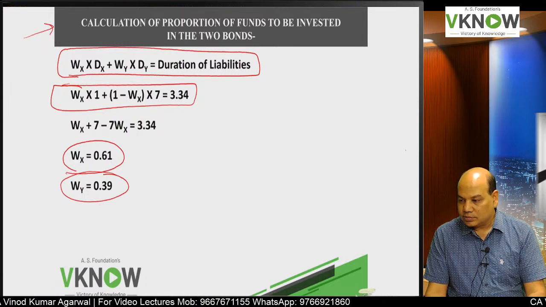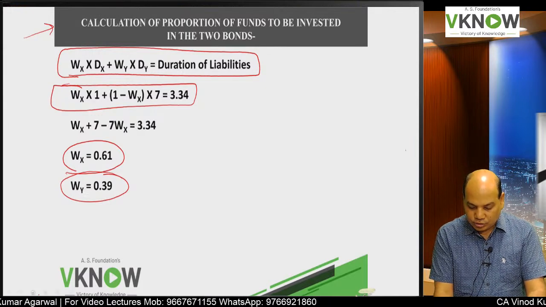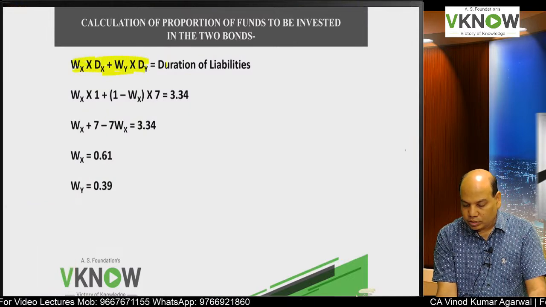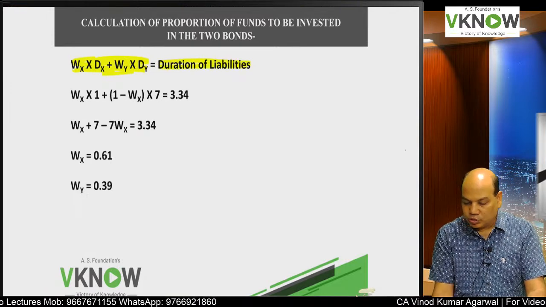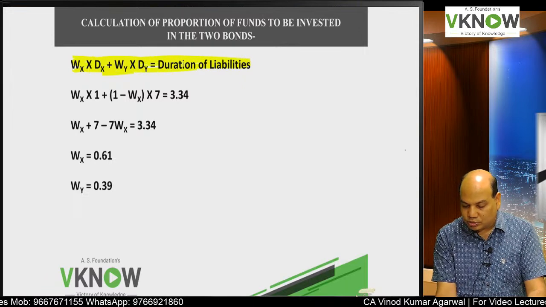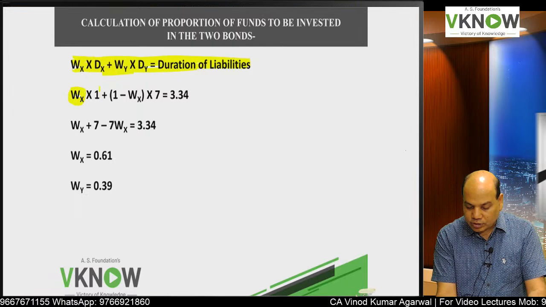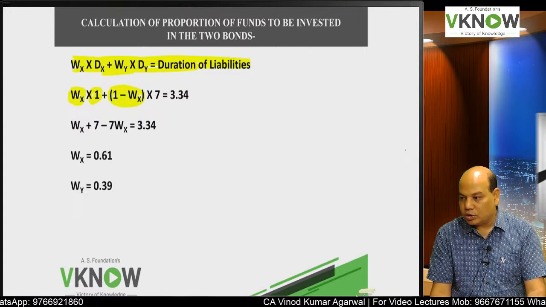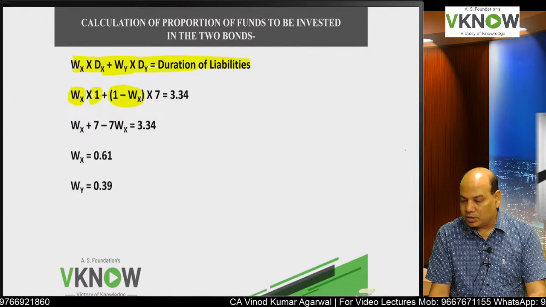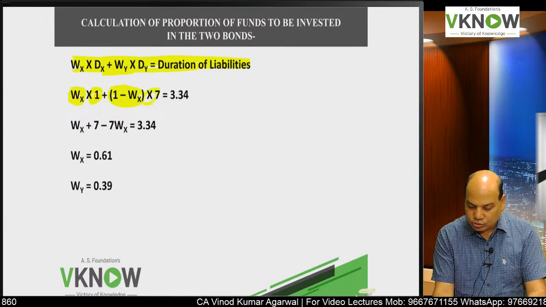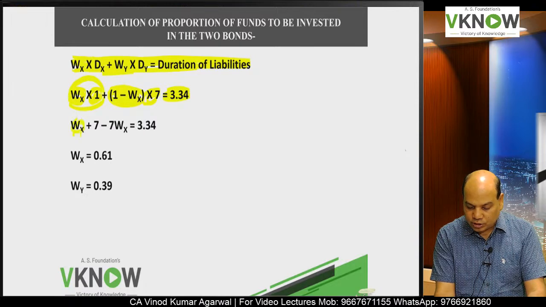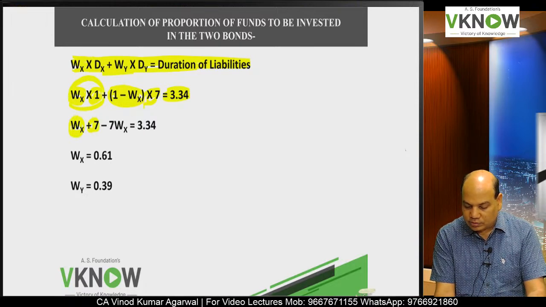Wx, meaning weight of X, into dx, plus weight of Y into duration of Y, is equal to duration of liability. So we are going to use this equation one or two more times in today's lecture. Weight of X into duration of X is 1, weight of Y will be 1 minus weight of X. There are only two bonds, so weight of the second one will be 1 minus weight of the first bond, into 7, and that is 3.34. So I am going to simplify it. This will become Wx plus 7 minus 7 Wx and is equal to 3.34.